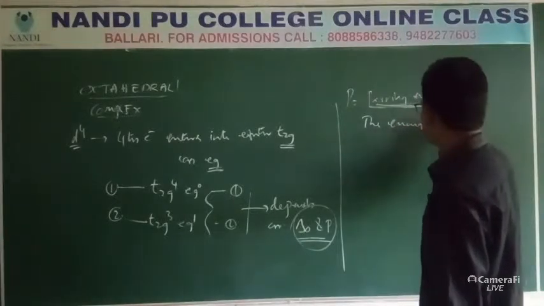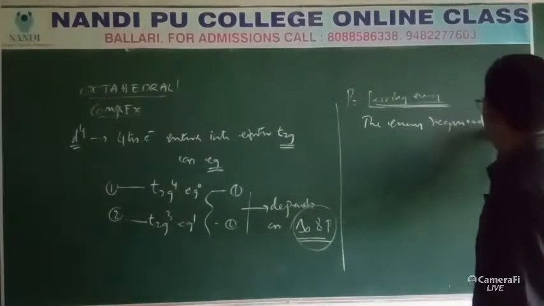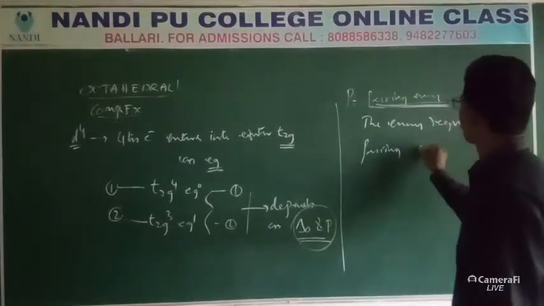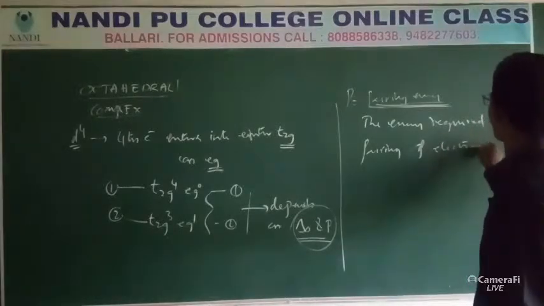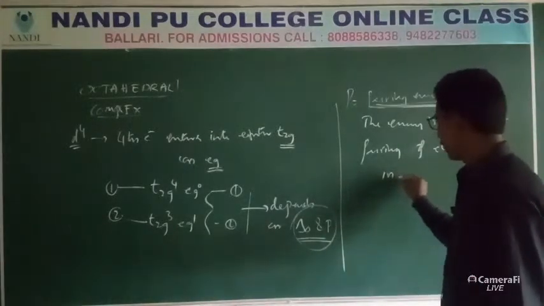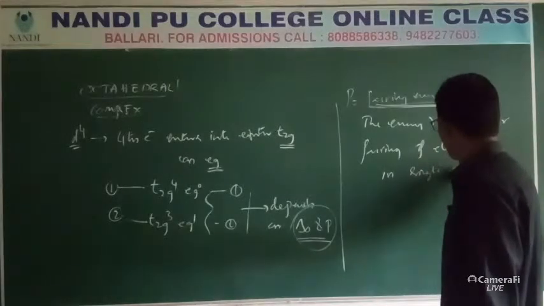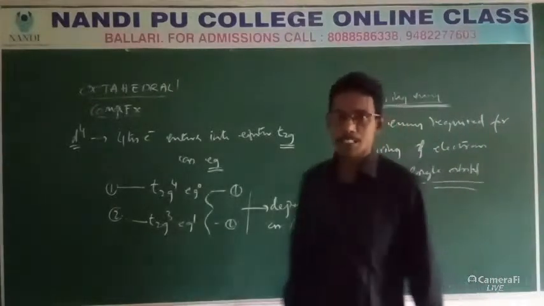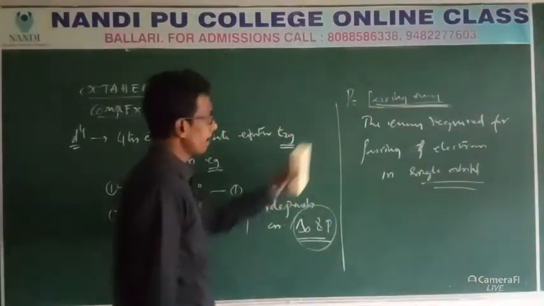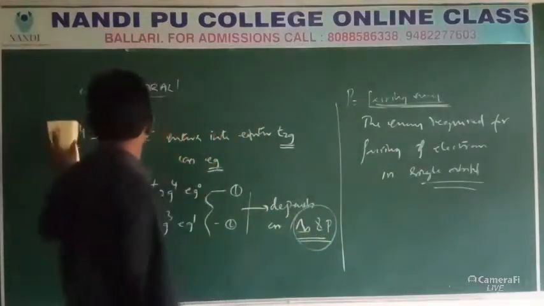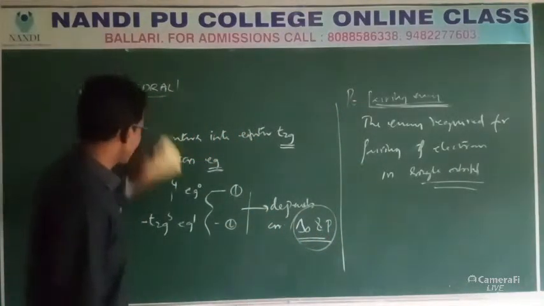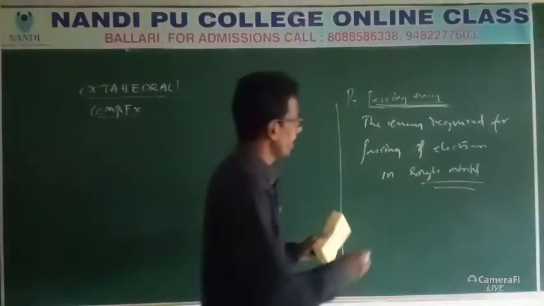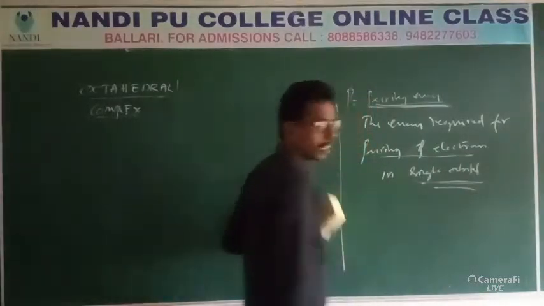The energy required for pairing of electrons in a single orbital. This is a very important concept. What is P, children? This pairing depends on delta O and P. What is P? Pairing energy. Define pairing energy: the energy required for pairing of electrons in a single orbital.